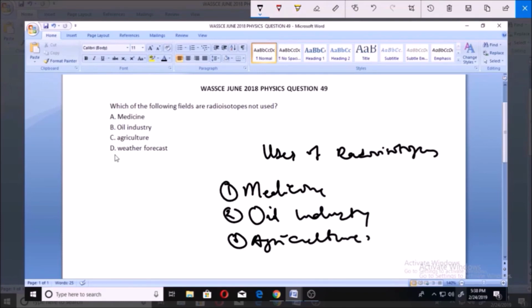But the last option, weather forecast, there is no such thing in our books from what we've read so far under radioisotopes and their application. So it's not actually used in weather forecast. It can be used in medicine, in the oil industry, in agriculture, but not this. So weather forecast is the field where you don't use radioisotopes.